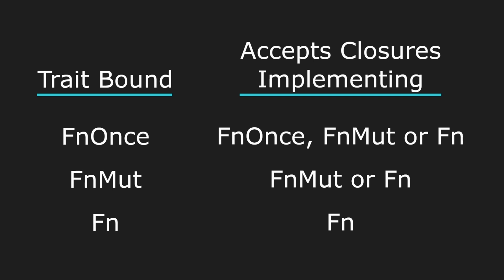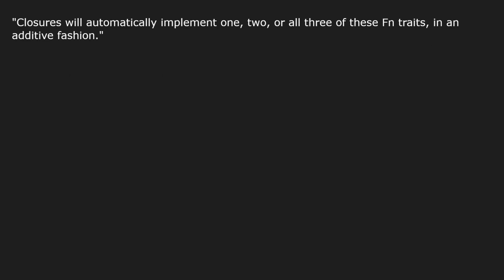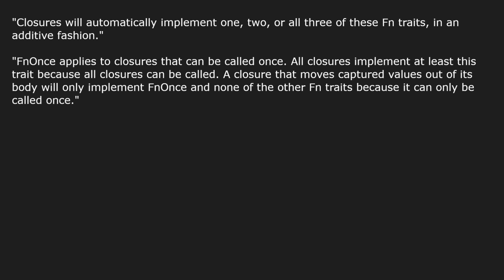The Rust book states that closures will automatically implement one, two, or all three of these Fn traits in an additive fashion. So each additional trait adds to the number of ways that a closure can be called. It then says, FnOnce applies to closures that can be called once. All closures implement at least this trait because all closures can be called. A closure that moves captured values out of its body will only implement FnOnce and none of the other Fn traits, because it can only be called once. So the FnOnce trait is implemented for all closures, but if a closure moves a captured value out of its body, then no additional traits are implemented for it.